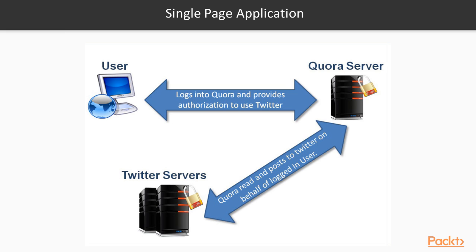And using this authorization, Quora, which is a client, can read and post to Twitter. It all depends on what permission Quora requests from Twitter and on what we authorize it. Based on that, it gets access to our data on Twitter. It is as simple as that. And this was all about authentication and authorization.